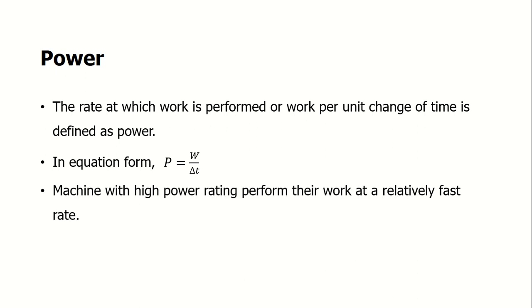Machines that we have in our homes have a power rating in their labels, right? If your machine has a high power rating, if your engine has a high power rating, that means it can perform work very fast. Since power is the rate at which work is done, if you have a high power rating, it can relatively fast perform whatever work it is assigned to do.